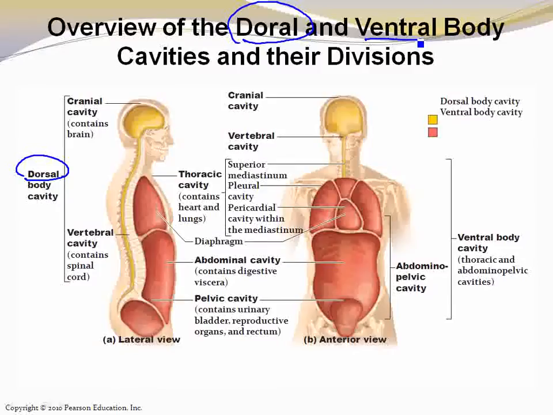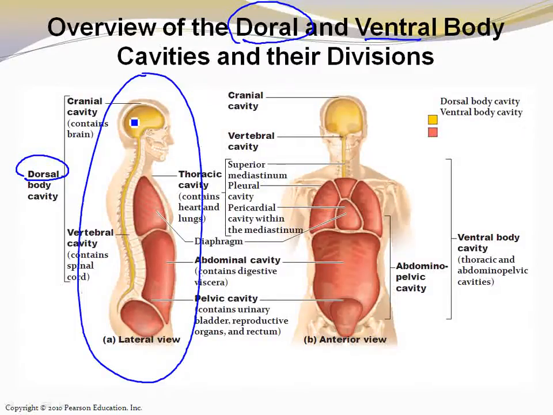So where's the dorsal body cavity? If you look at this diagram here on the slide, everything you see here shaded in yellow, that is the dorsal body cavity. If you remember on the previous lecture video clip when we talked about dorsal and ventral, dorsal means toward the back, like the dorsal fin is on the back of a shark. Okay, so that's your dorsal body cavity.